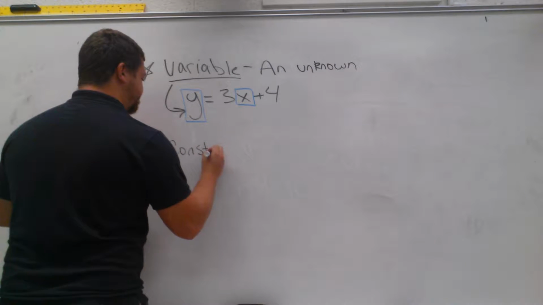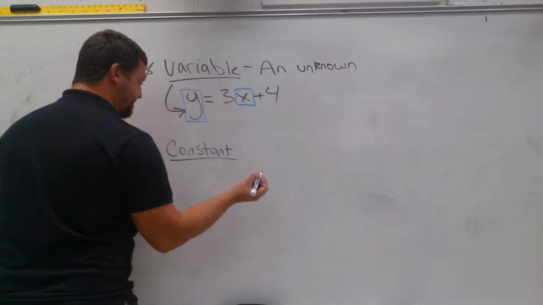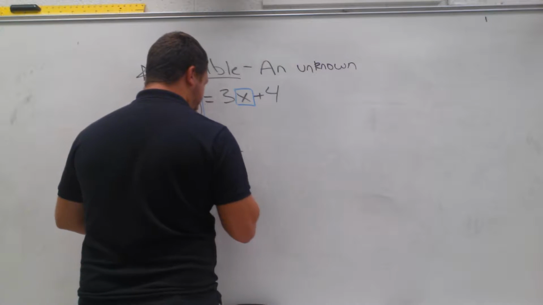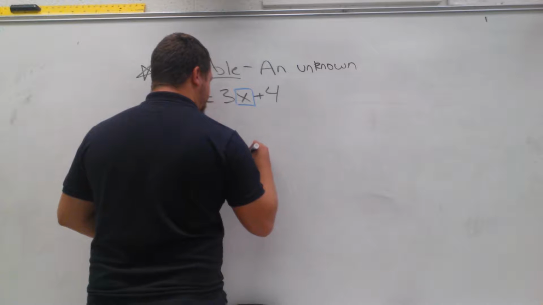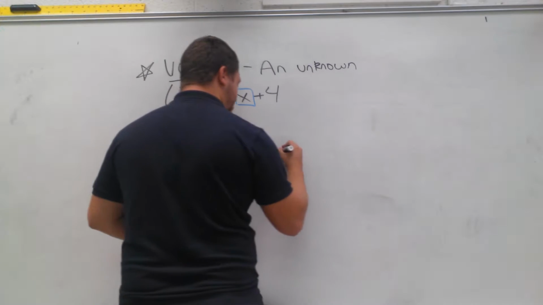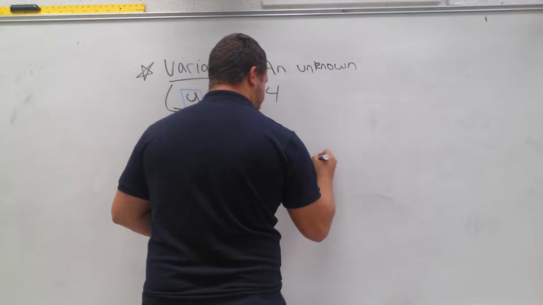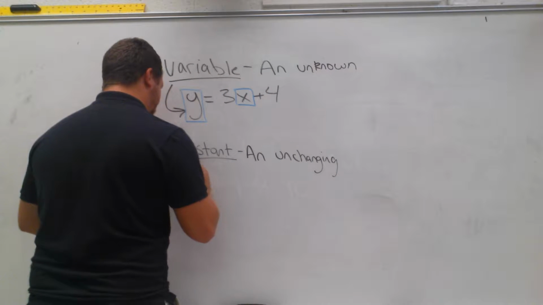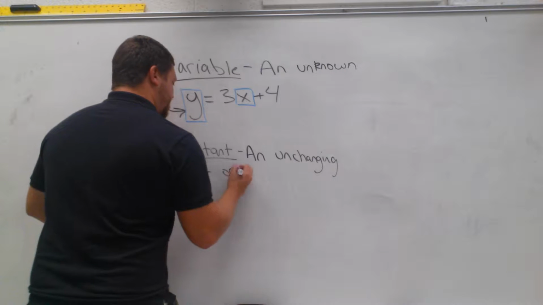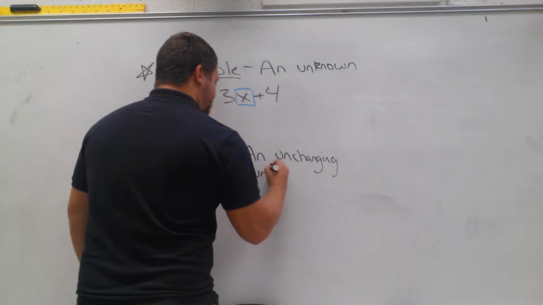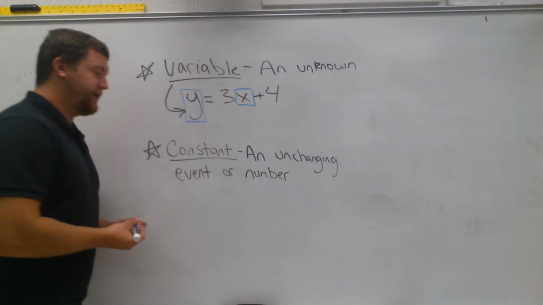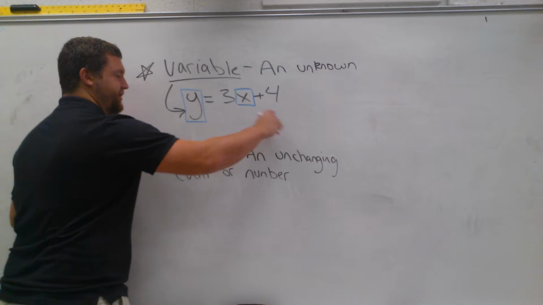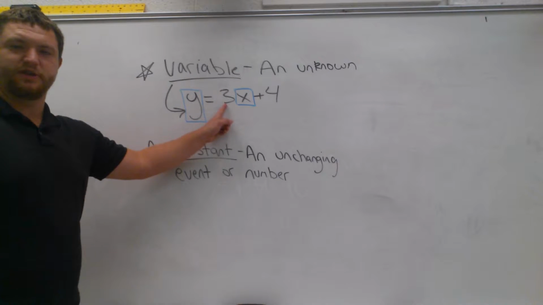is its own name. If something is constant, it stays the same. So it is usually, or always, an unchanging event or number. I know those are completely different, but we'll talk about it. So in an equation, which one of these will be a constant?